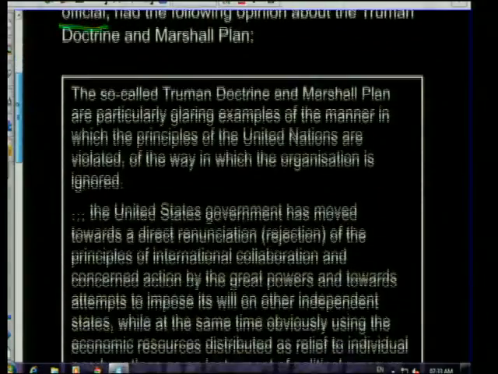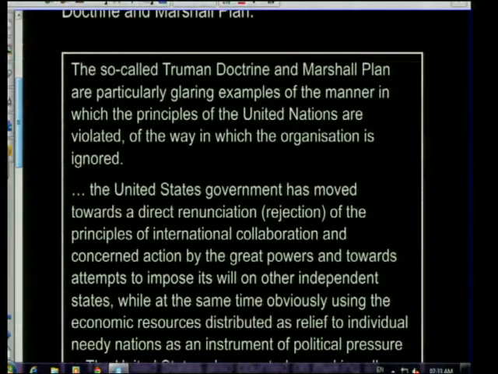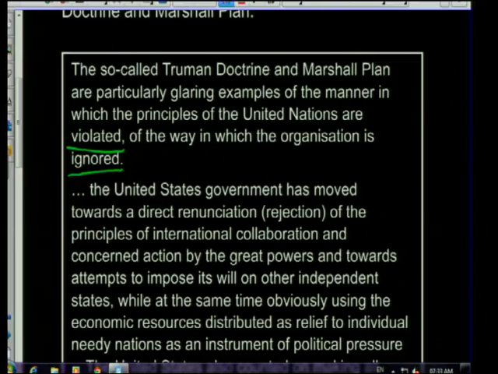Now let's quickly read this together. The so-called Truman Doctrine and Marshall Plan are particularly glaring examples of the manner in which the principles of the United Nations are violated. I'm going to underline violated, of the way in which the organization is ignored. So this Russian is accusing the United States of ignoring the United Nations and violating its principles. The United States government has moved towards direct renunciation, that means rejection, of the principles of international collaboration.